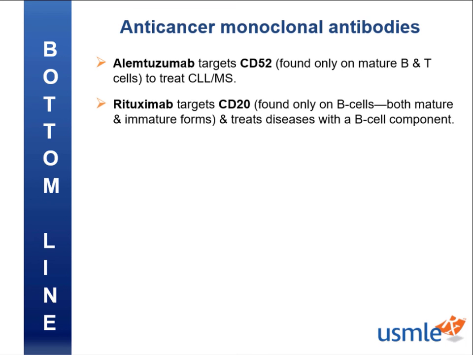Next, rituximab. Rituximab targets CD20, which is found only on B cells, both mature and immature forms of B cells. Friends, you cannot leave this lecture without knowing this fact about rituximab. It is so high yield, I guarantee it, you will see it somewhere on your path of Step 1 studying, and you must know it for test day. It will probably get you a point. Also, you should know that rituximab is essentially used in any disorder with a B cell component.